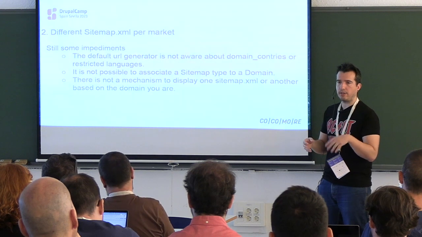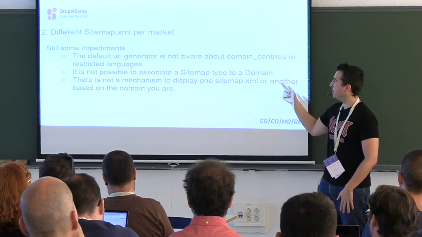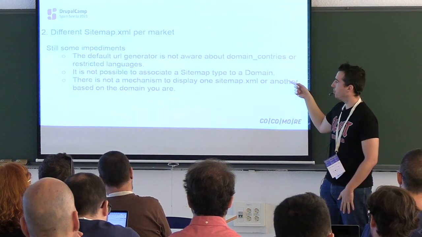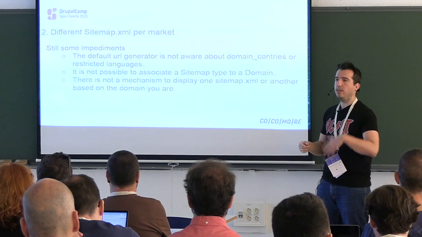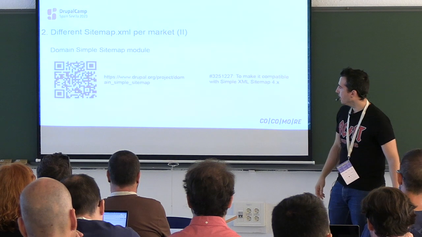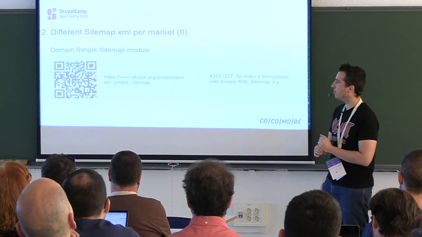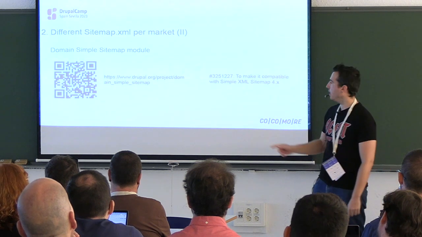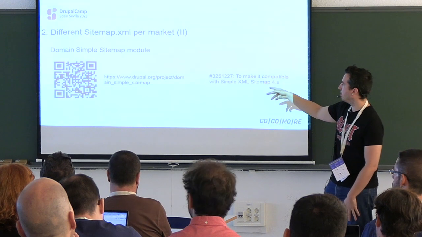You can play around with it with hooks and everything. But the problem is that since we are not able to associate domains to sitemap types, we are also not able to display one sitemap or another depending on the market that we are in. That's why we use the domain sitemap module. One important thing is that you will need to apply this patch or one of the patches that you see on this issue.